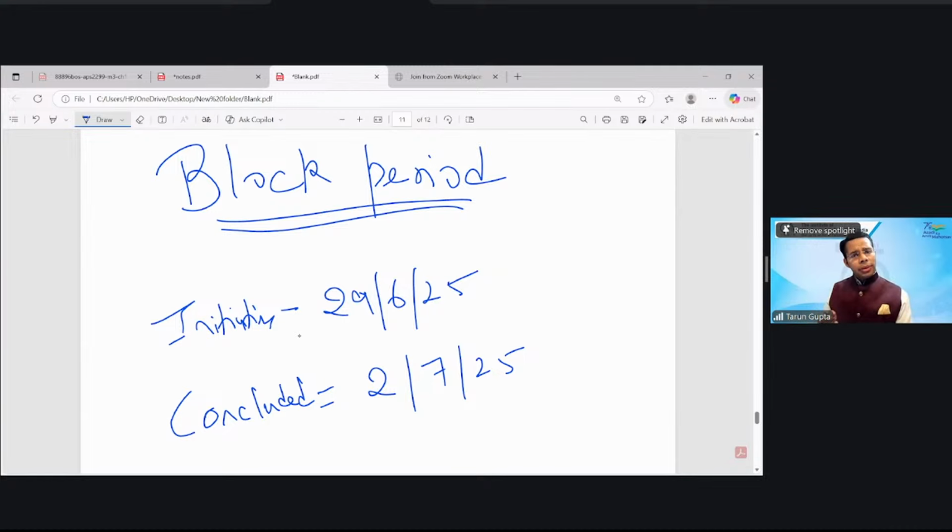Will the tax officer stay in the home of the assessee? Yes. Government officers work more than 24 hours. So it happens normally that a search runs for more than a day. In this case, it runs for 29, 30, 1 and 2, 4 days. So it started on 29th June and it concluded on 2nd of July.